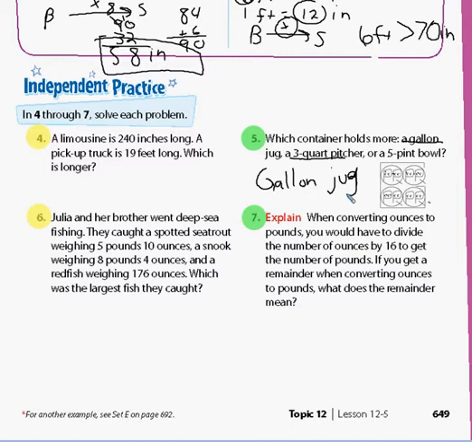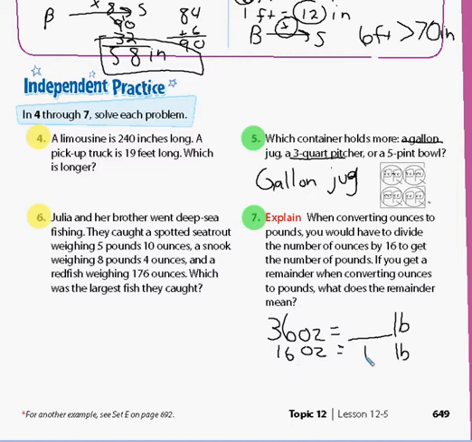So we'll go ahead and say we'll convert 36 ounces equals blank pounds. So we go ahead and bring down our ounces, bring down the pounds. Okay, our math chart says that 16 ounces equals 1 pound.